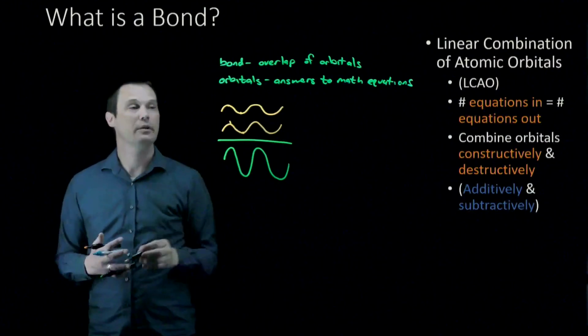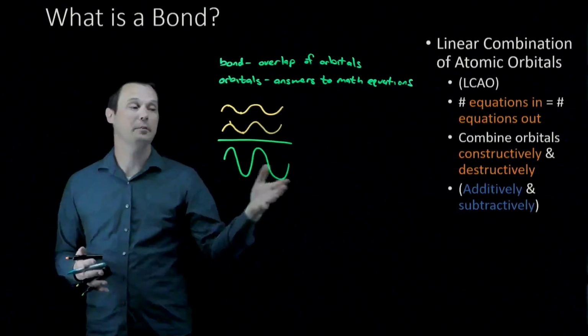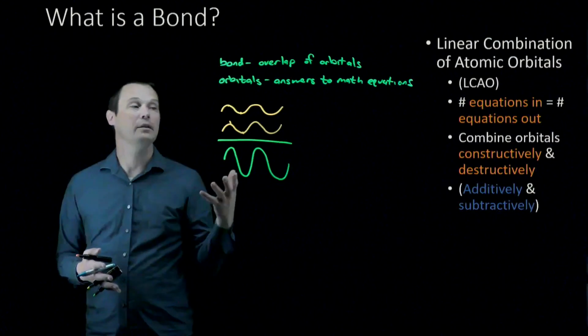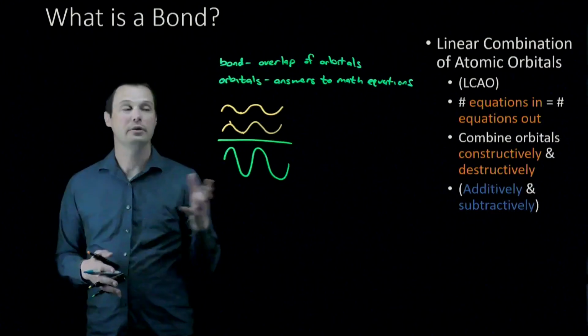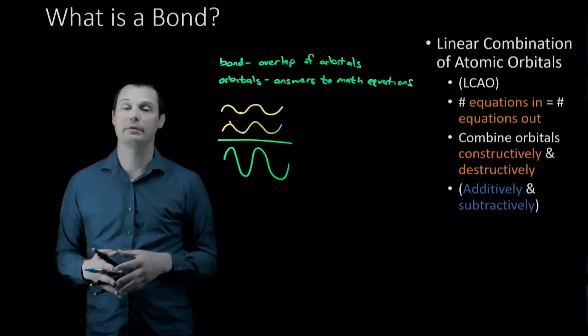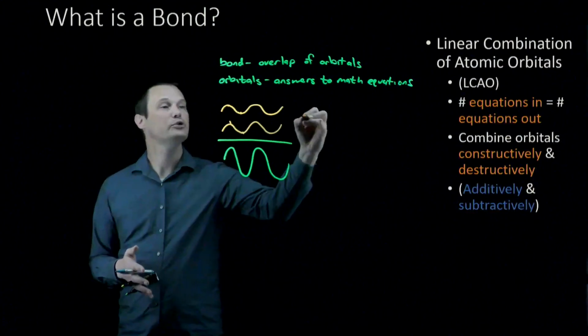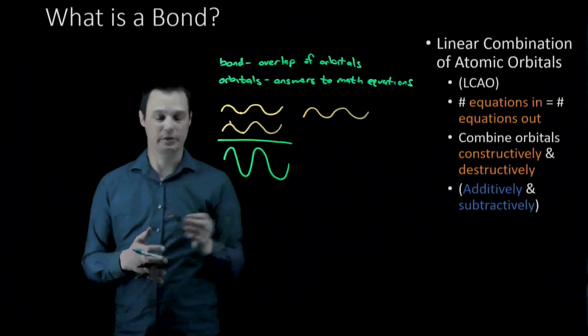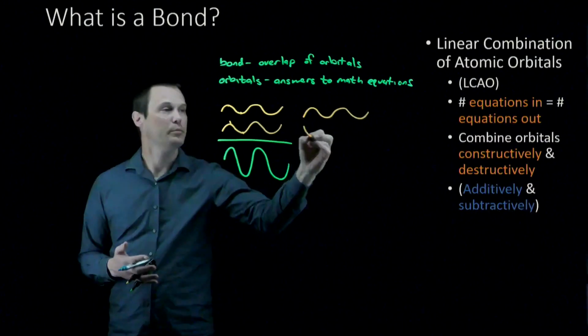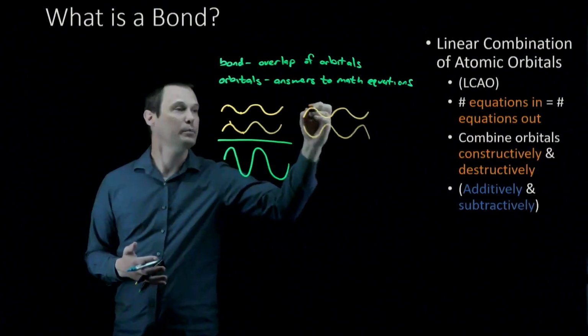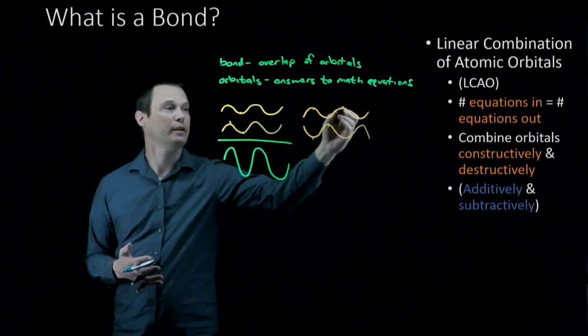As we add these together, every peak amplifies every peak, and every trough amplifies every trough, and we get an additive constructive interference of these two waves. So this is one part of the answer to the linear combination of atomic orbitals. The other part would come from the destructive or subtractive interference of these two waves. That's where we take these two waves and we make them perfectly out of phase with each other, where every peak aligns with every valley and every valley aligns with every peak.